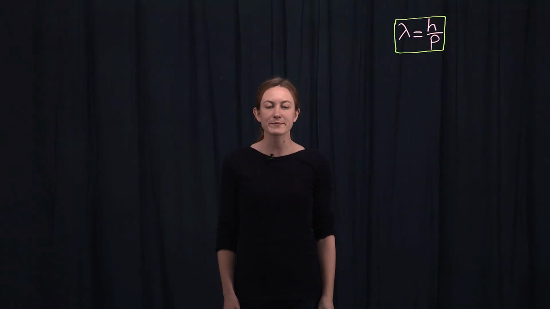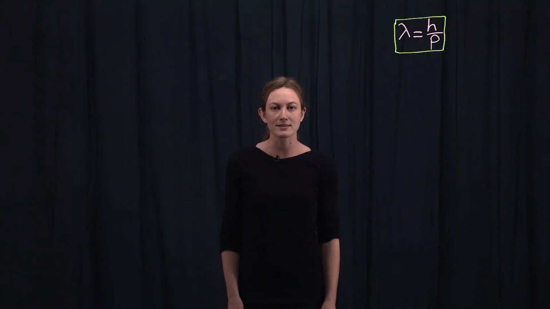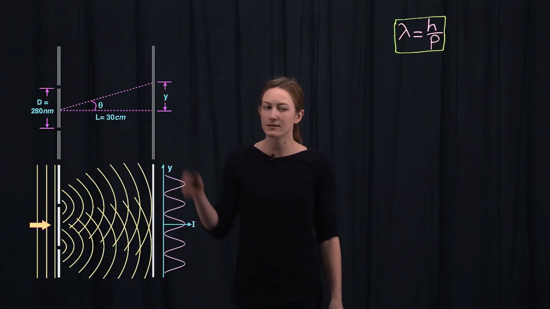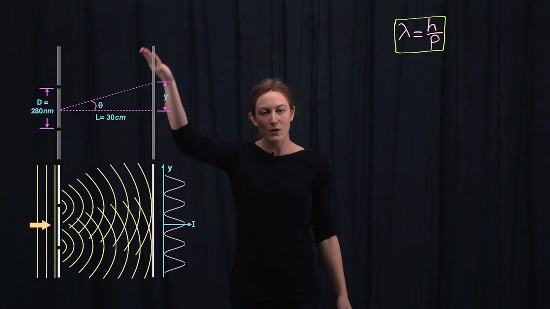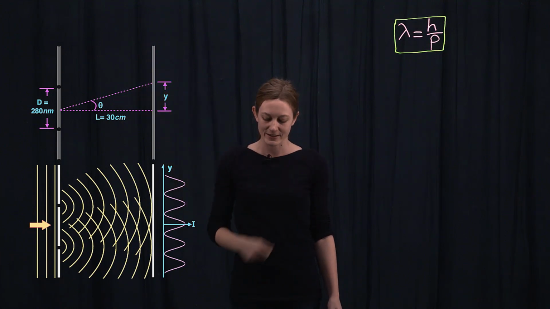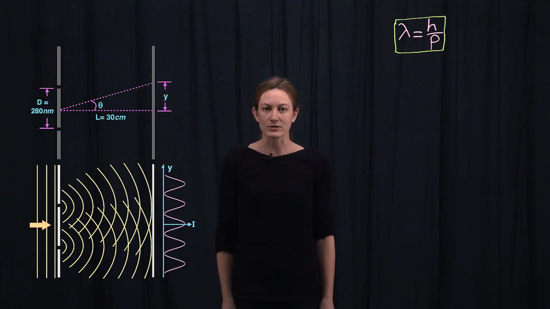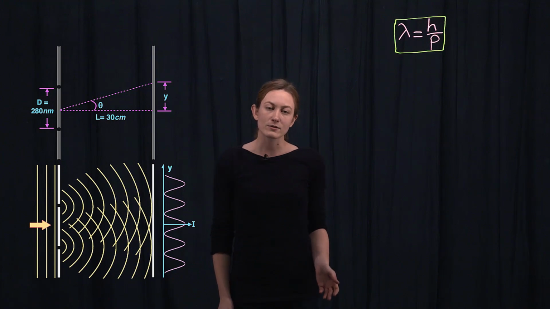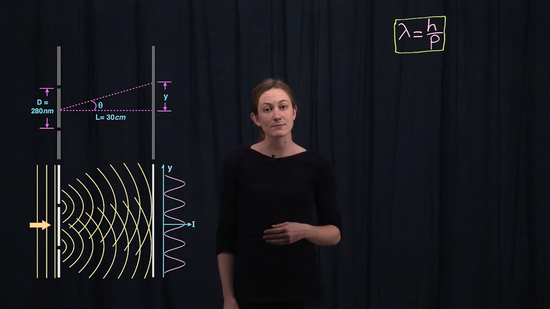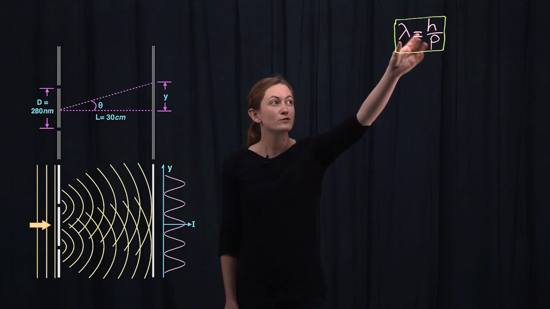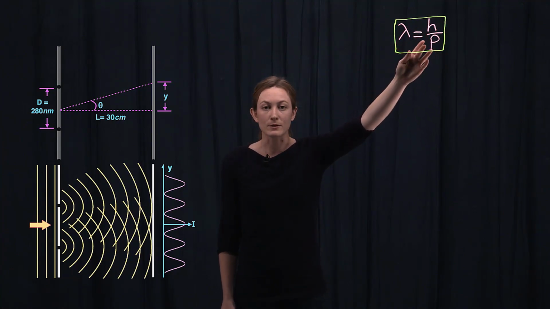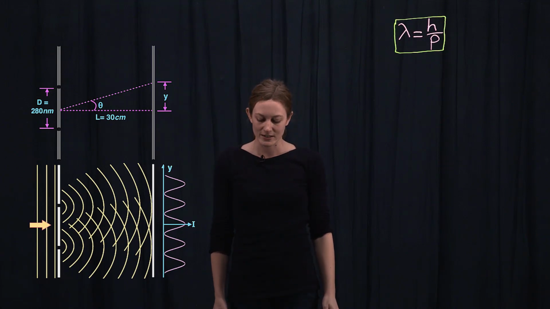Our detector will always measure discrete particles localized in space and time. We want to ask, what is the relative probability that a particle will arrive some distance y above the center of the screen? Now, experiments done with electrons, just like this one described in the problem, tell us that this probability is mathematically equivalent to finding the intensity profile of a wave whose wavelength is given by h over p, for p the linear momentum of the incident electron.